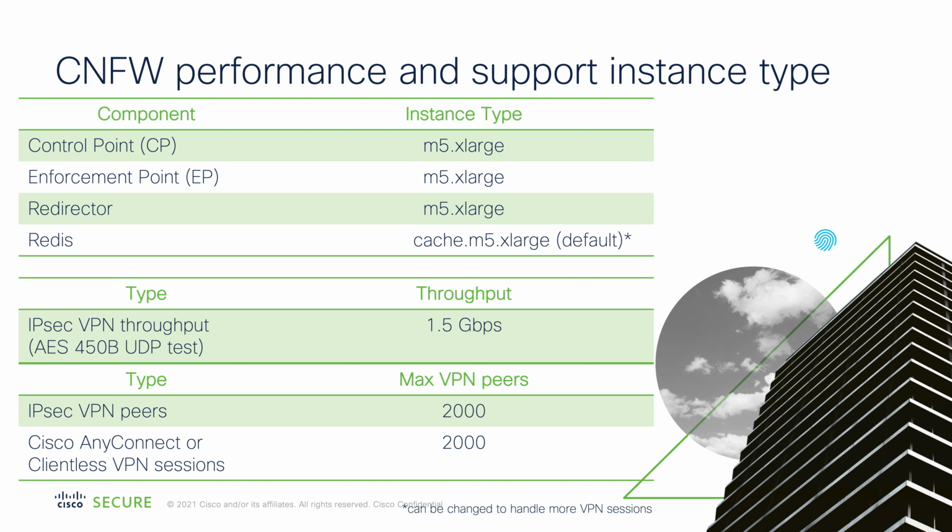Now on the VPN IPsec throughput, we have 1.5 gig of throughput per enforcement point, and we have tested up to 75 enforcement points in one cluster, and that can provide you throughput in hundreds of GBs on IPsec, which is pretty huge. And per EP you can have 2000 VPN endpoints. It can be your site-to-site tunnels or RAVPN users connecting to your environment.